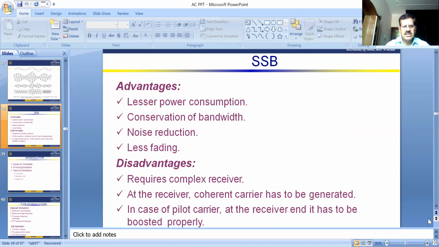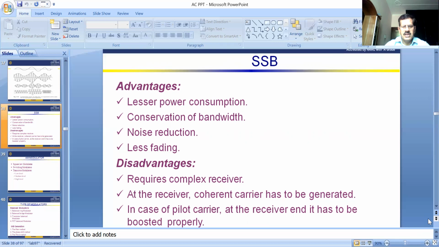Less fading means if we want to transmit a signal from one point to another point, or from source to destination, and 100% of the signal is not received at the destination point, it means some signals are lost between source and destination. This is called fading. So there is less fading in SSB or single sideband system.